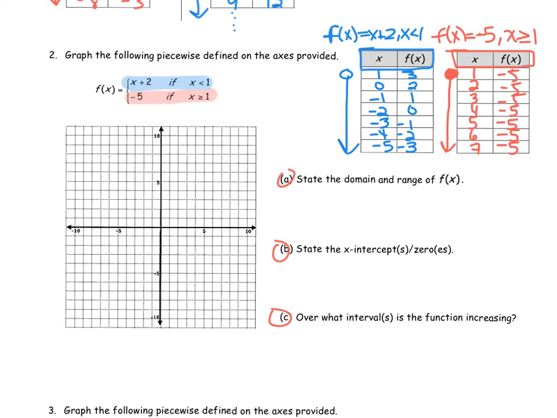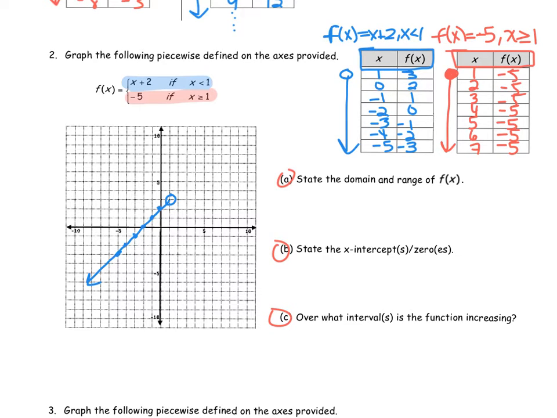Okay, now we should graph these. So I'm going to come over to 1, 3, and I'm going to put my open circle. 0, 2 is just a point. -1, 1 is a point. -2, 0 is a point. -3, -1 is a point. -4, -2 is a point. And -5, -3 is a point. So I'm just going to connect these with a nice straight line as best I can.